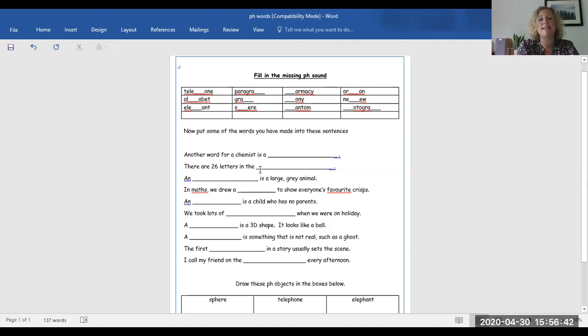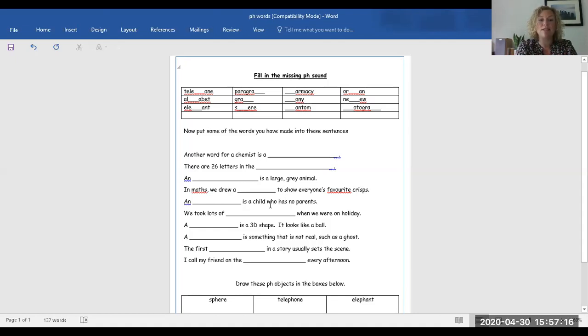There are 26 letters in the alphabet. Alphabet. And something is a large grey animal. Think huge ears, long trunk. Elephant. An elephant is a large grey animal. In maths, we drew a something to show everyone's favourite crisp. So as I explained earlier, if you want to show the results of a questionnaire or things that you've discussed in class, then you might draw a graph.